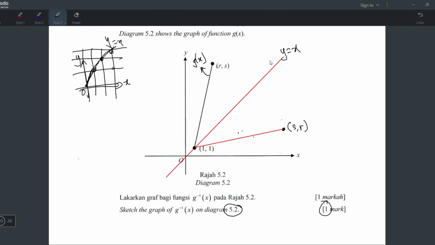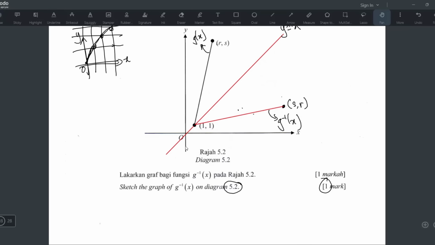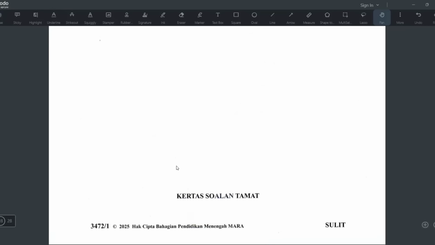Now let's label this. So this one is g inverse(x). It's only worth 1 mark for this. All right, I think that's all. So the question paper ends.